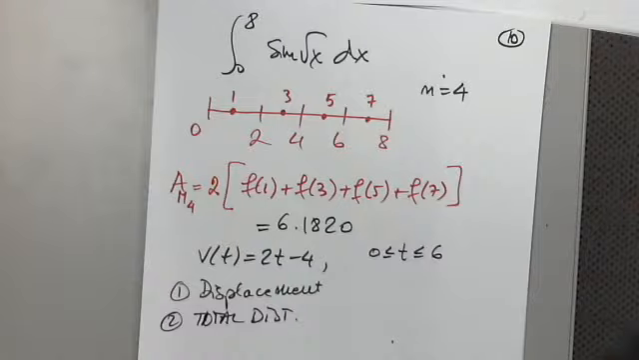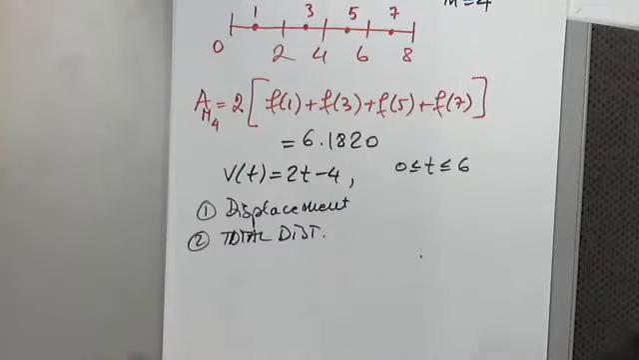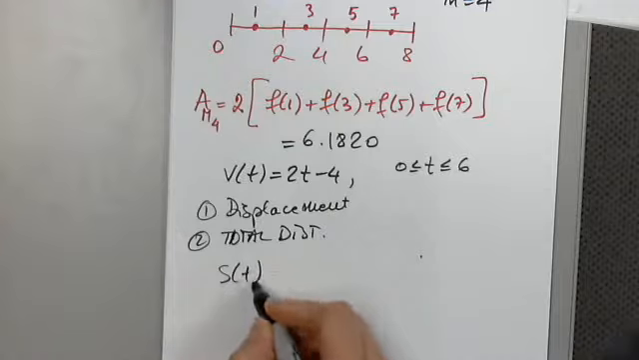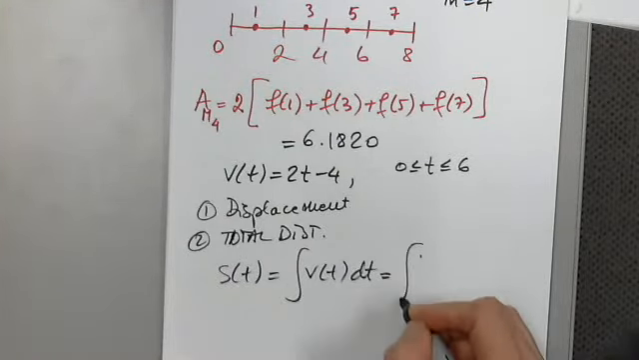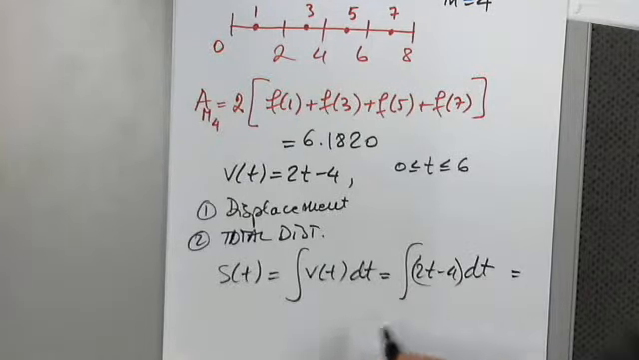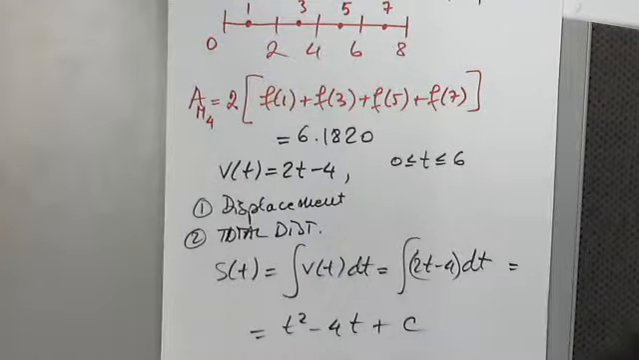So what is the displacement? Or sorry, the displacement is the function t squared minus 4t, plus a constant, right? So the displacement is s of t, the integral of v of t dt, which is the integral of 2t minus 4 dt, which is t squared minus 4t plus a constant c.